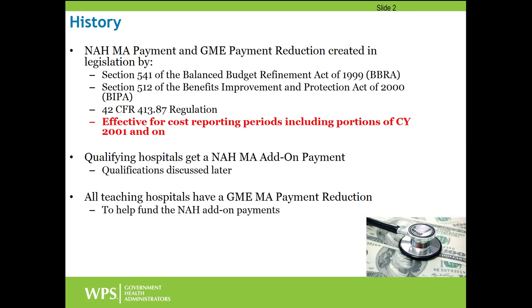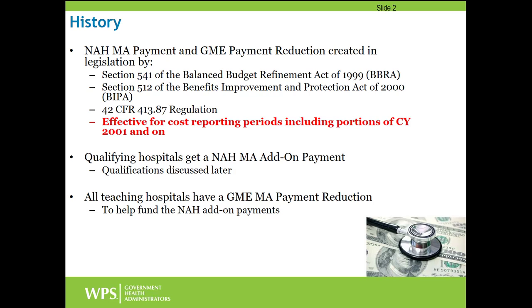So first of all, going through a little bit of history of both of these items, the Nursing and Allied Health Medicare Advantage payment and the GME payment reduction were first created in legislation by Section 541 of the BBRA back in 1999, and then amended slightly in Section 512 of the BIPA back in 2000. The regulation where you'll find these two issues is 42 CFR 413.87. Note that this payment and the corresponding payment reduction on the GME side were effective for cost reporting periods including portions of calendar year 2001 and on.